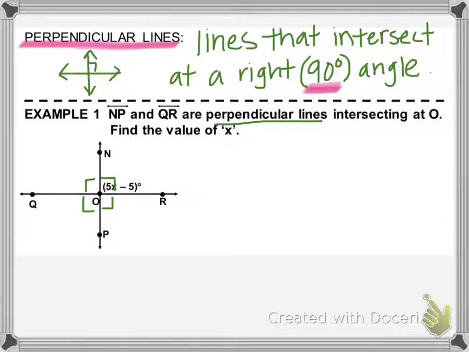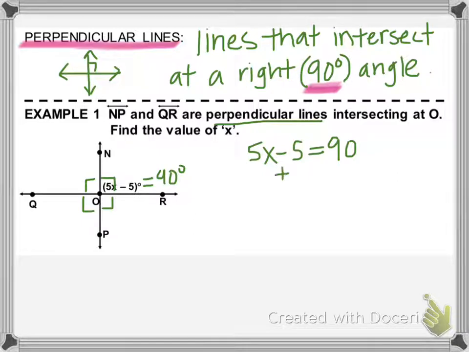So this angle that we know, 5x minus 5, angle NOR, we know it's a right angle, so we know that that expression also equals 90 degrees. And there's our equation. 5x minus 5 equals 90 degrees. So remember, your goal is to try to set up these equations. So let's go ahead and solve.